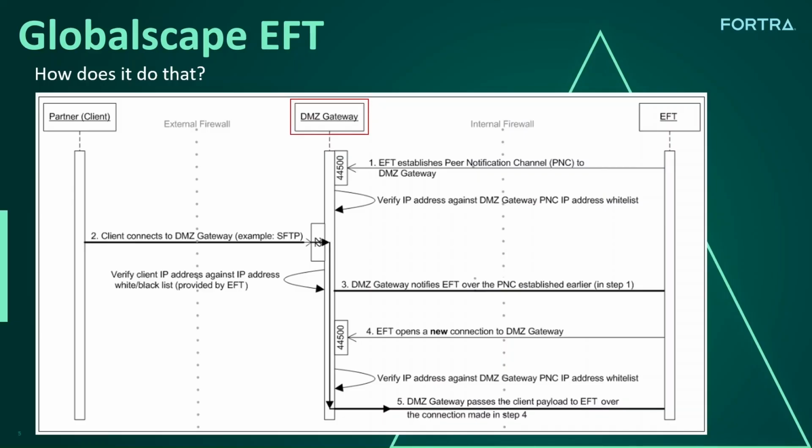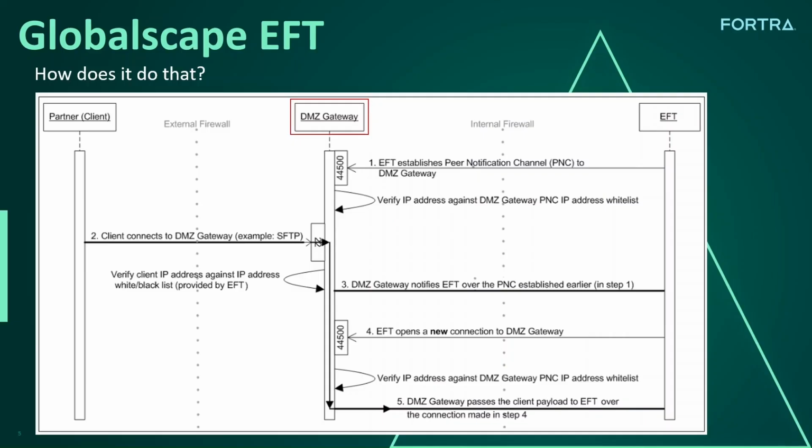Step two in this process, when a client connects to the DMZ Gateway from the internet on a pre-approved port, such as port 22 for SFTP connections, the DMZ Gateway will cross-reference the client's source IP address with the IP access list provided by the EFT server through the PNC channel before proceeding any further. Then step three, if the IP is accepted, the DMZ Gateway will notify EFT over the PNC of the new client connection, providing information such as the client's IP address and the port to which they are connected.